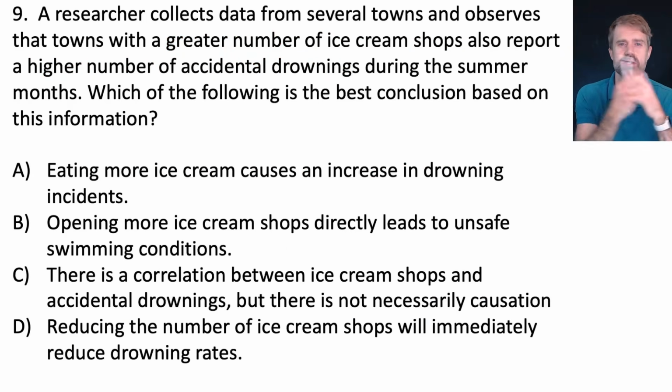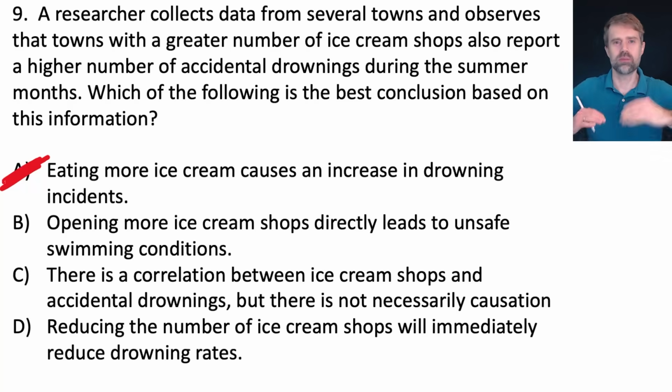Now let's go through the choices. Now that we've talked about correlation, causation. Okay. A, eating more ice cream causes an increase in drowning incidents. No. That would be true if there was causation. If the ice cream shops caused drowning, yes, A would be true, but it's not. It's correlated, but it's not causation. B, opening more ice cream shops directly leads to unsafe swimming conditions. Again, no. The ice cream shops do not cause drowning. The number of both goes up, but the ice cream shops are not causing drowning.